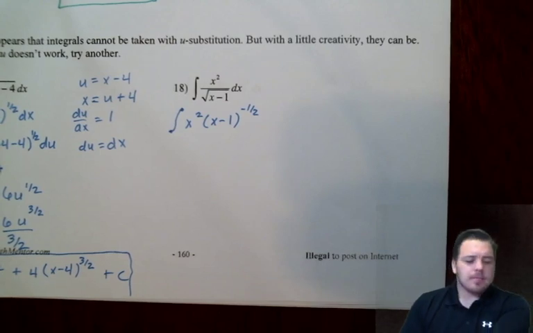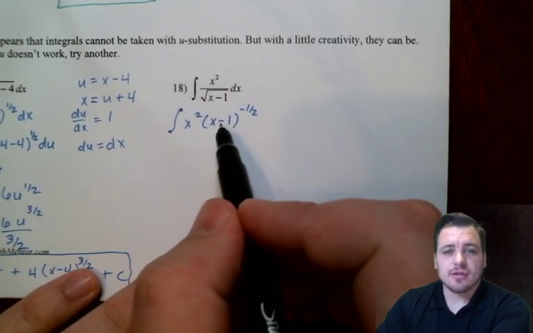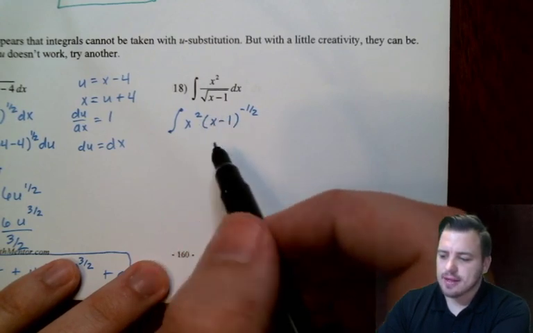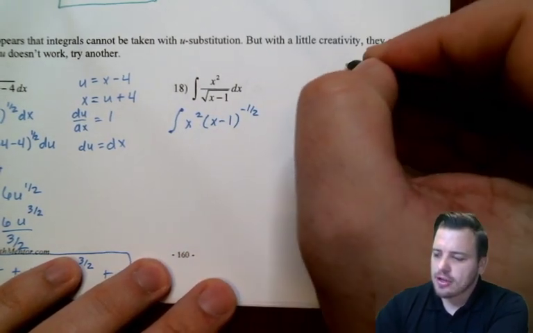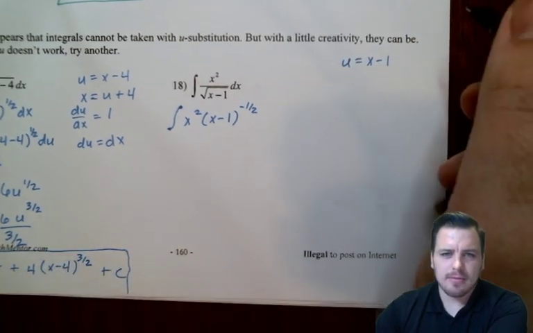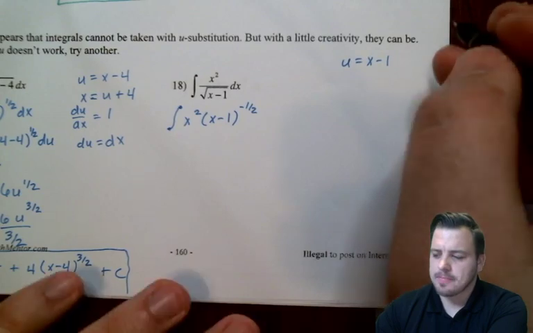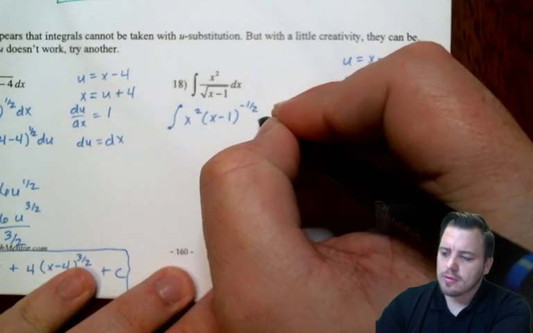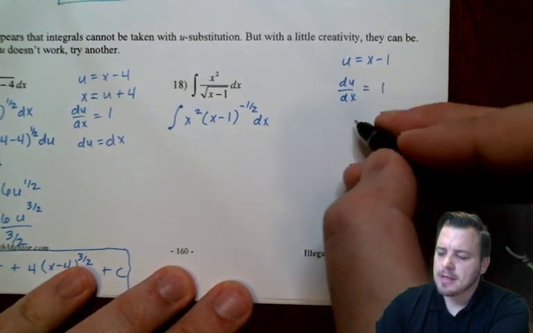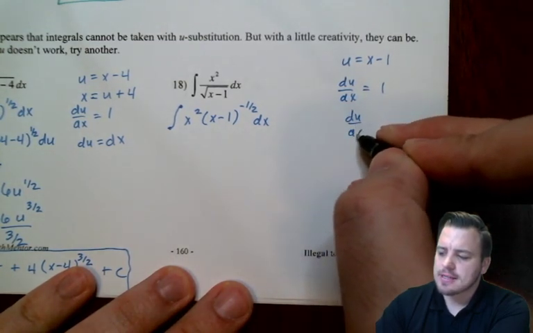So let's try this one right here. Since this is the one I have in parentheses, let's try this one. Okay? So let's say u is equal to x minus 1. That's the one I have in parentheses, so that's what we're going to go with. All right? The derivative of u with respect to x is 1, so therefore we know du is equal to dx.